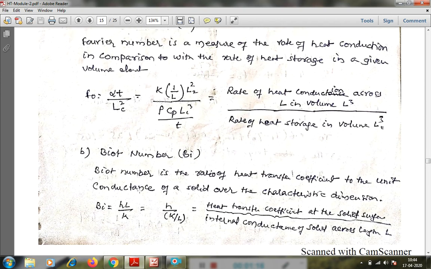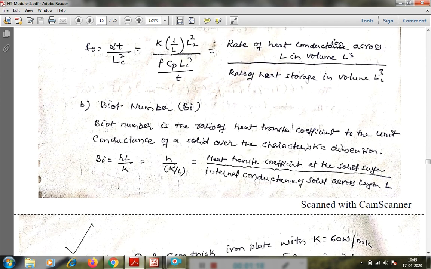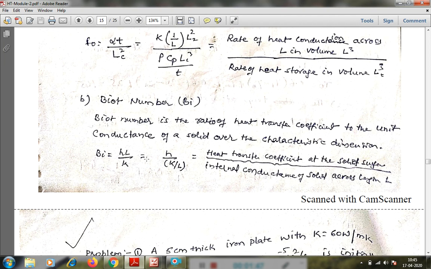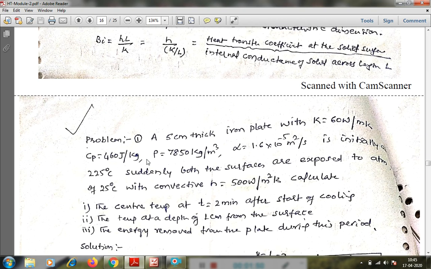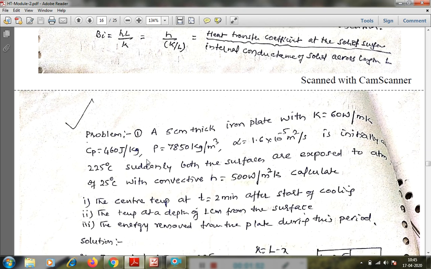And the Biot number is the ratio of the heat transfer coefficient at the solid surface to the internal conductance of the solid across the length L. That can be given as hL by k, where L is the characteristic length we are going to use. By using these two, the Biot number and Fourier number, we can find the temperature distribution as well as the heat conduction through these transient systems, that is slab, cylinder or sphere. So firstly, to consider the use of transient temperature charts, I am going to solve some numericals.